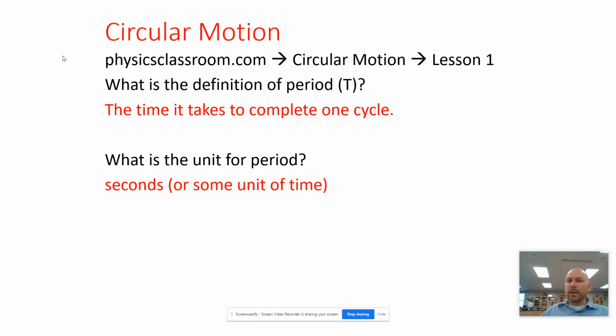An example of that would be the period for the Earth to spin one time around is 24 hours. So that is the period of one rotation. It takes the Earth a year to go around the Sun. That would be a period for one revolution. But typically, we're going to use seconds for our calculations.